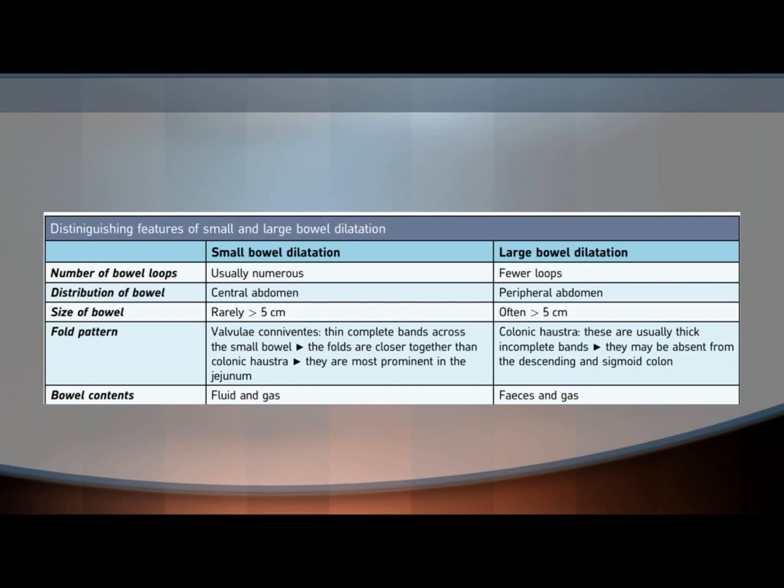So on X-rays, we see that the loops are dilated. In order to distinguish whether this is a dilated small bowel or large bowel, we have some features to help. In case of small bowel obstruction, it's a convoluted tube, so the number of the loops is more numerous. While in large bowel, it's less.